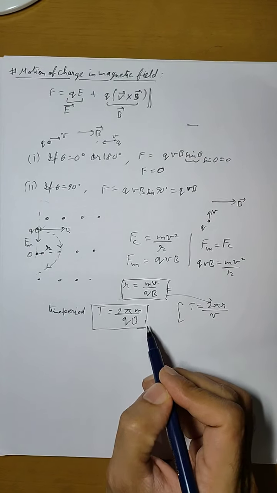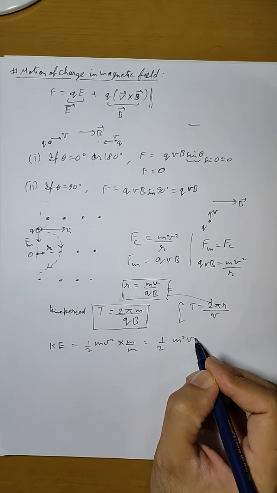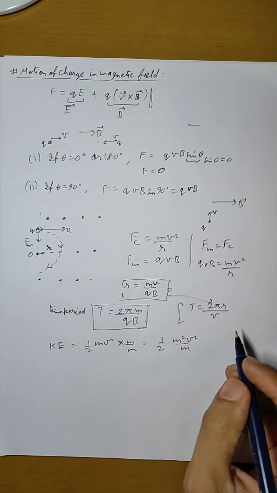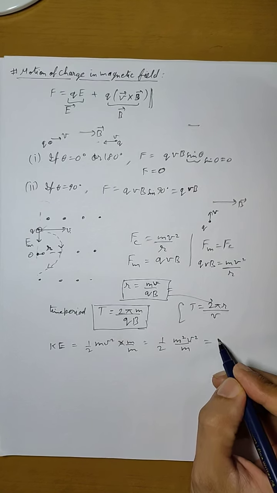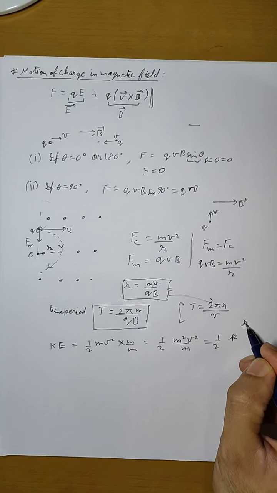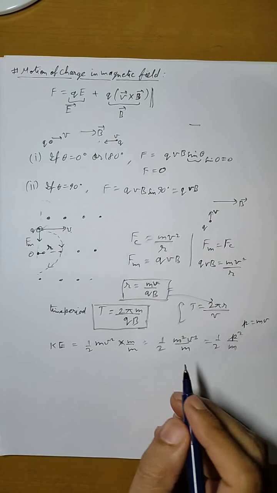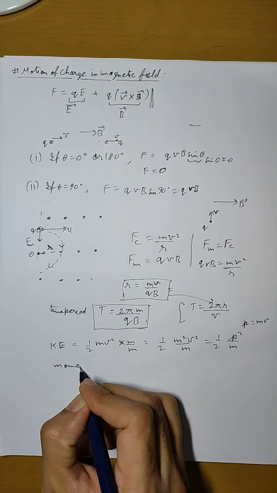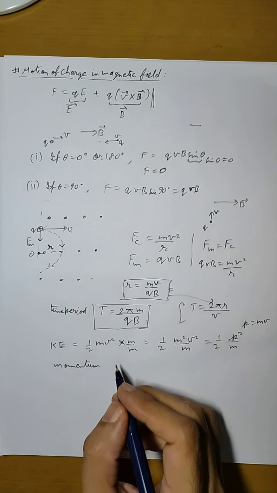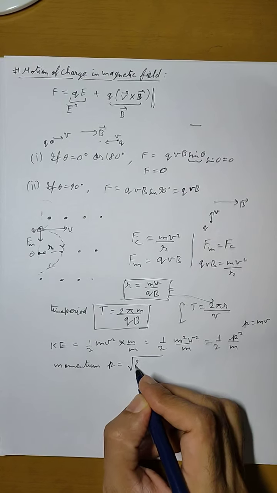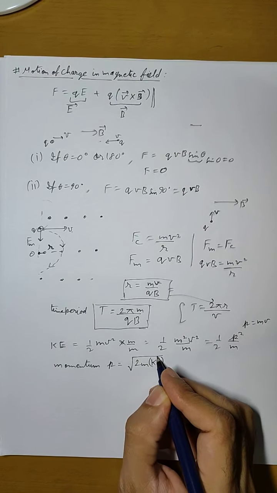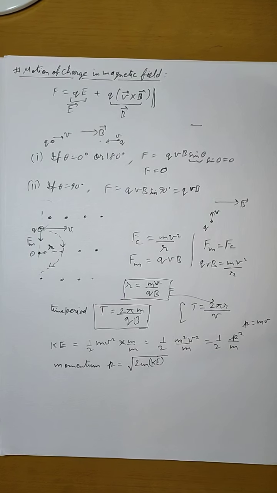Also, since the particle is moving, it will have some kinetic energy. So kinetic energy is half m v square. If we multiply and divide this by m, then we'll get half m square v square upon m. Now mv is momentum, p equals mv is momentum, so half p square upon m. So from here we get another relation between momentum and kinetic energy. It is used several times in numericals. So momentum p will be equal to root of 2m into kinetic energy.